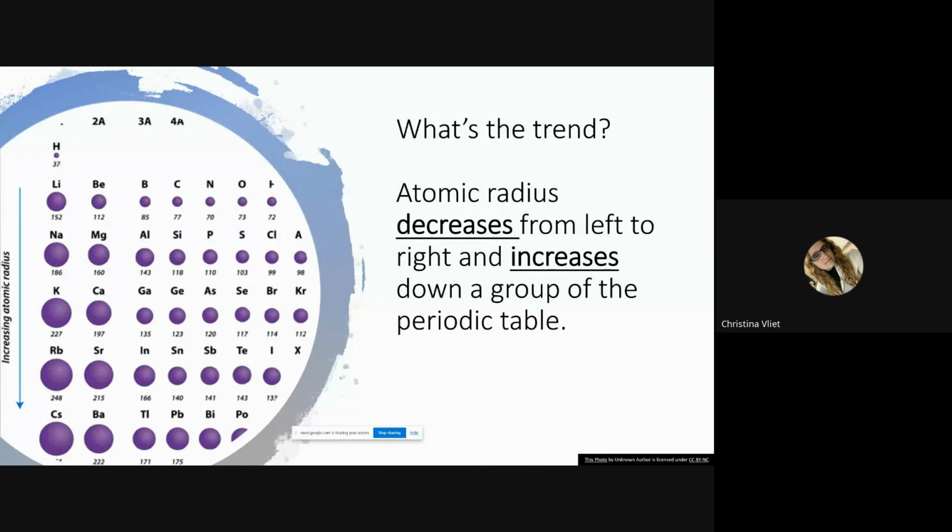That's why you saw some blank slides. You don't have to write down what you see here, but you do want to write this down. What's the trend? Atomic radius decreases from left to right, meaning atoms actually get smaller as you go across the period from left to right, and they get larger as you go down a group. And I'm going to explain both reasons, and after you write this down, you're going to leave some space to explain both reasons.